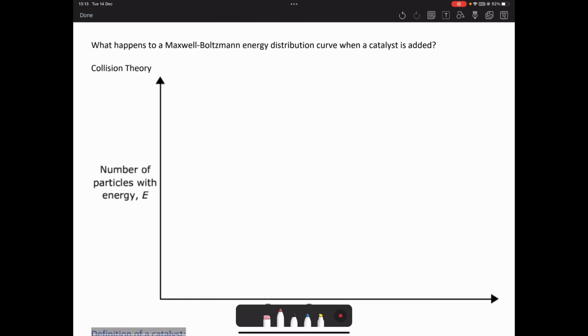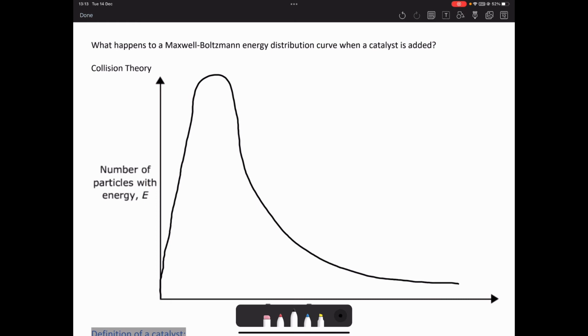Alrighty, so here we are going to go back and draw our original curve. So there are 0 particles with 0 energy. We draw our little curve, and then it levels off like this. And I've done that possibly badly. So we have said that there are some particles that have very high energy. We have said this may be where our activation energy is for our reaction.